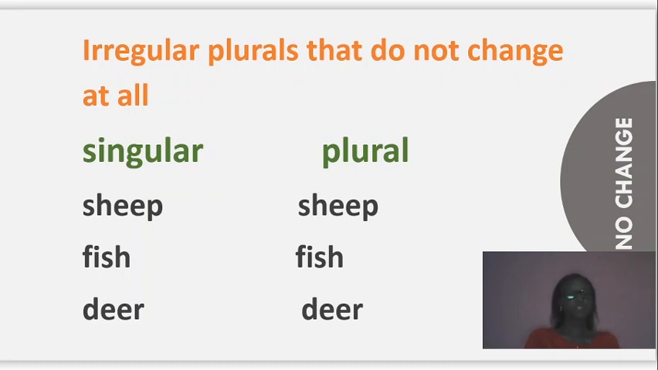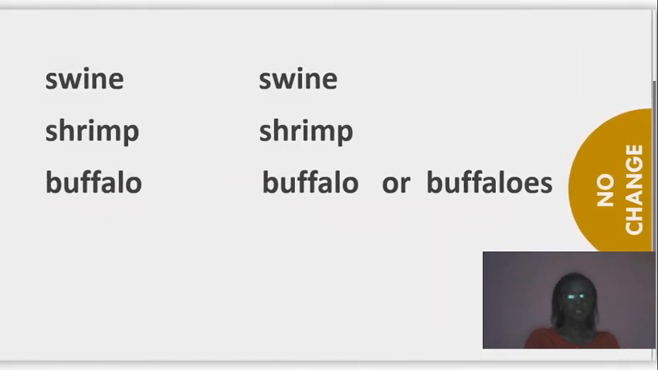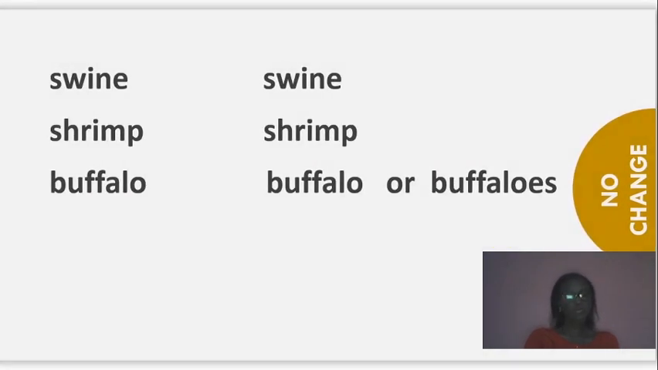The same thing with deer. 1 deer, 2 deer. The deer is that animal in the desert that seems to be running, looking for water. It's always on the run and is a very strong and agile animal. So even when it's more than one, it's still the same thing. Swine is also swine. There's no change. Shrimp is also shrimp. There's no change. 1 shrimp, 10 shrimp.